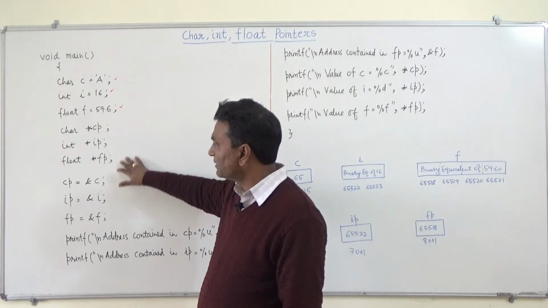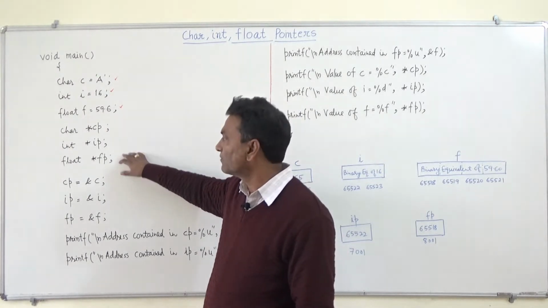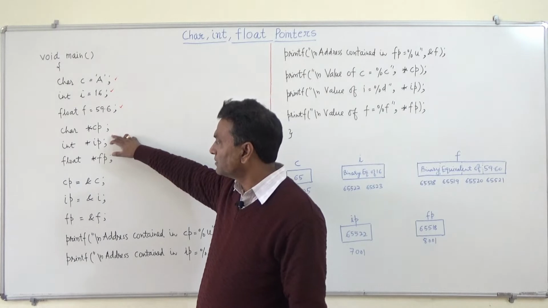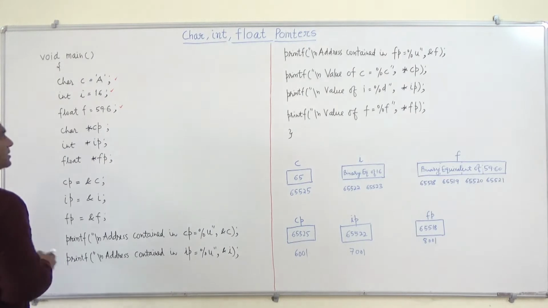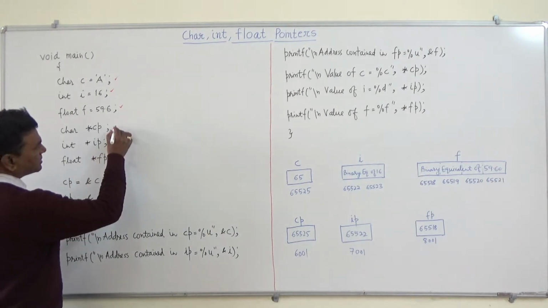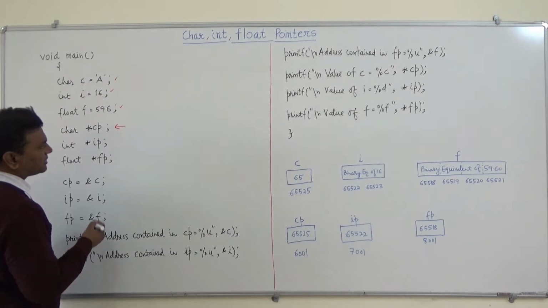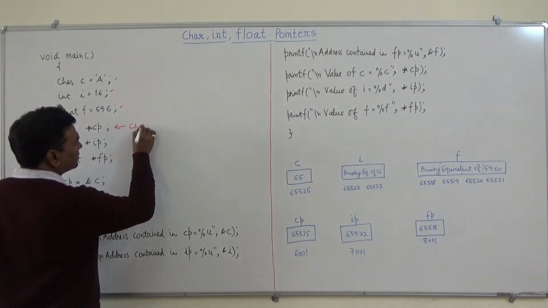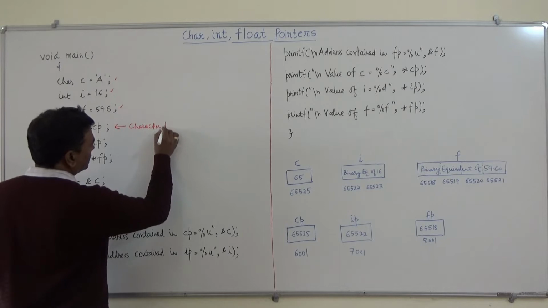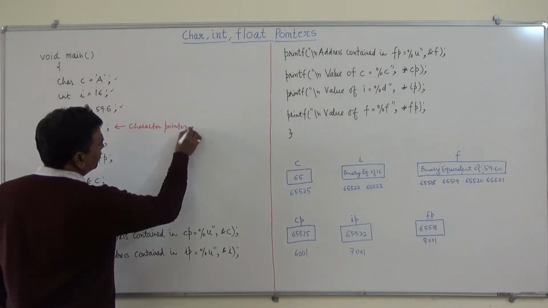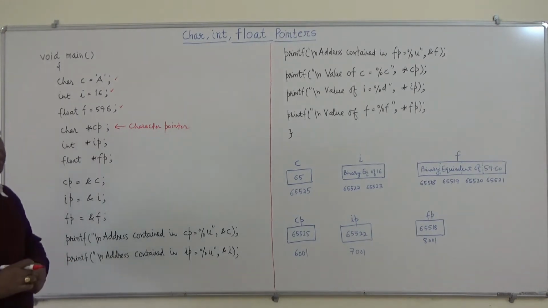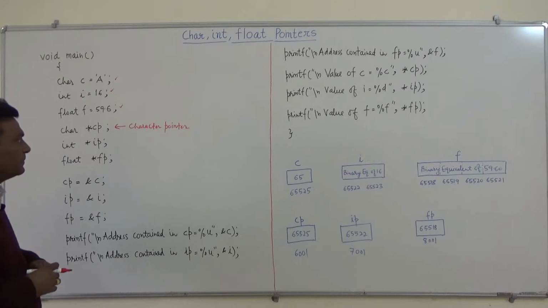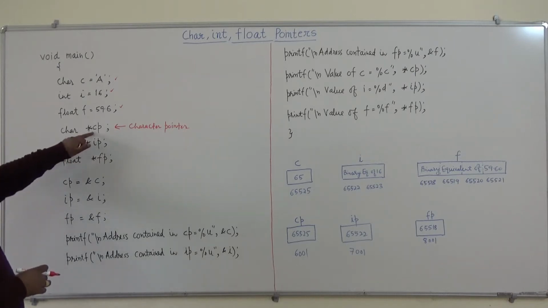And then we have declared three pointer variables. First pointer variable is CP. So we can say this CP is basically a character pointer. Character pointer means it will store the address of that variable which is of character type. Means it can store the address of this particular value.